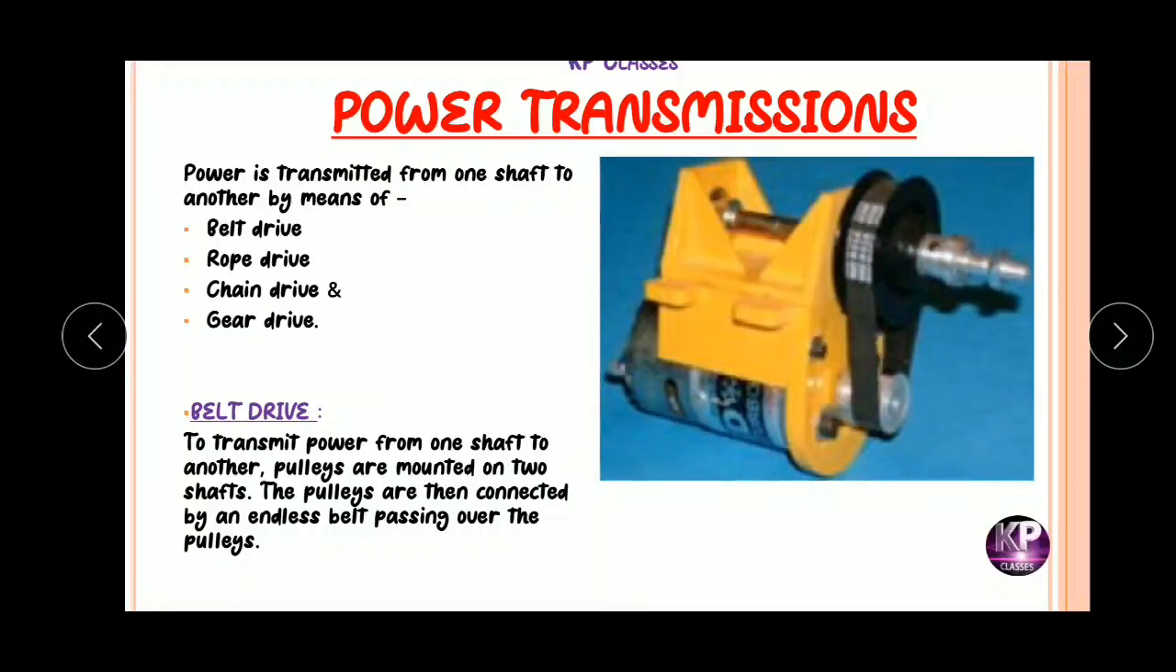When power is supplied to the motor, the pulley of the motor revolves. The belt passes over the motor pulley and the shaft pulley, and as a result of friction between the pulleys and belt, the shaft pulley also rotates. In this way, friction plays an important role in power transmission from one shaft to another shaft.